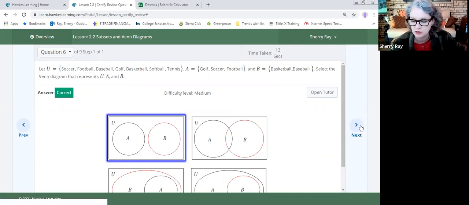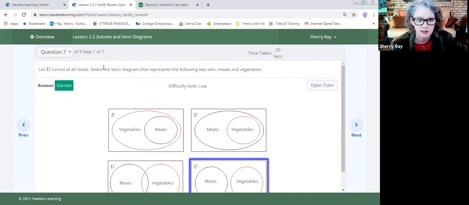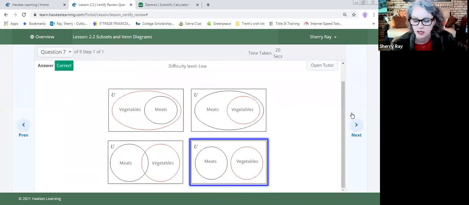U consists of all foods. Select the Venn diagram that represents the 2 sets, meats and vegetables. They have nothing in common, so that would be that one there. Disjoint sets again.